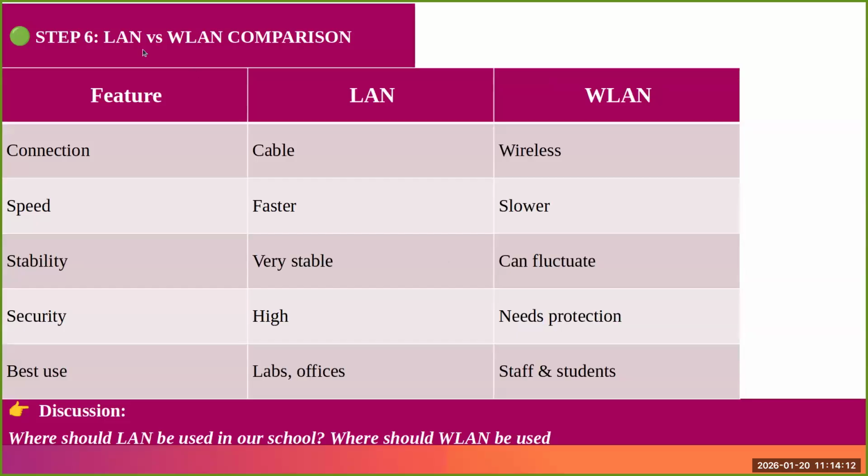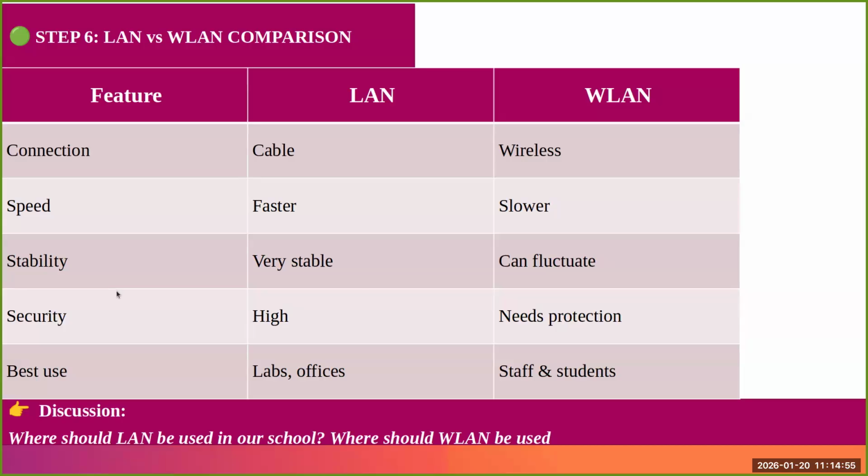Now, we're looking at LAN versus WLAN in comparison. We're picking the features for LAN and WLAN. If we're looking at connection, LAN requires cable. Wireless requires radio signal. That's why we call it wireless. In terms of speed, LAN is faster and WLAN is slower. In terms of stability, LAN is very, very stable. Then WLAN can fluctuate. I will tell us why fluctuation takes place.